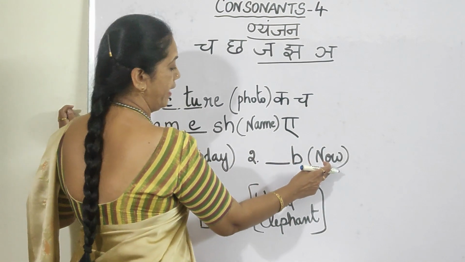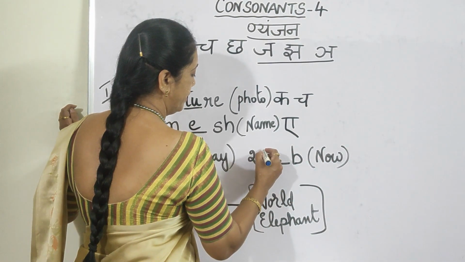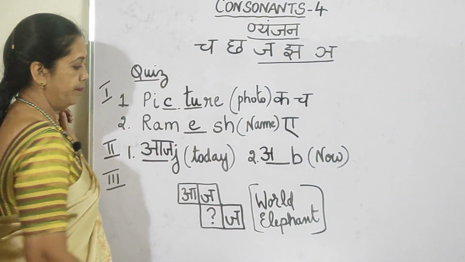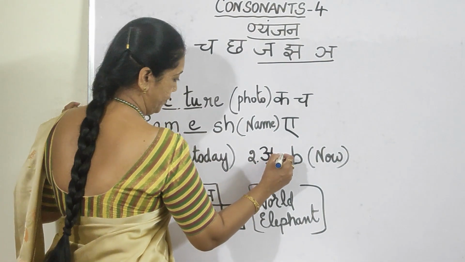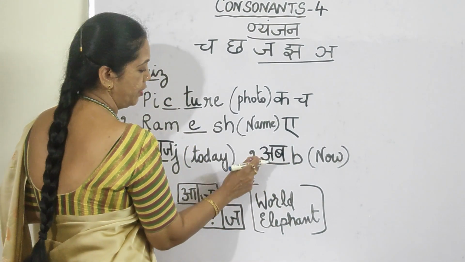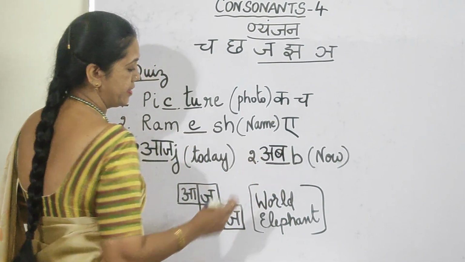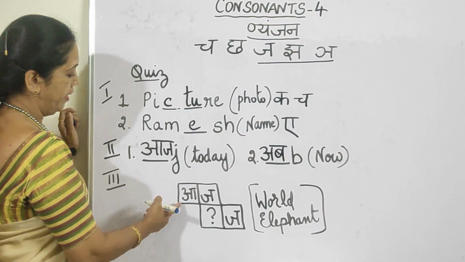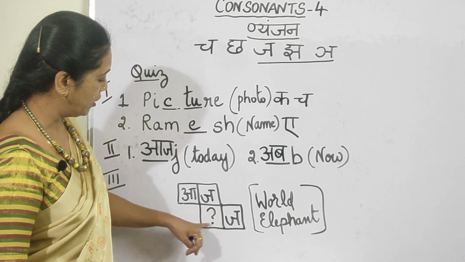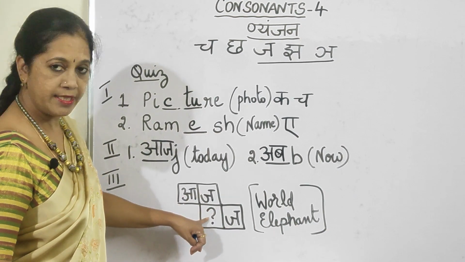Now here I have given the first letter is A, B, Ab. So A is there. I had given B, so it is Ab. Perfect. Now see here. I had asked you to give me a common word which fits in here.